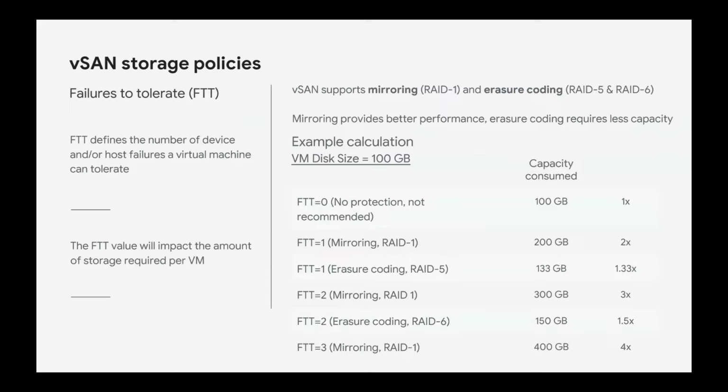Because FTT provides protection, it affects how much storage each VM will need. In order to protect the VMs, vSAN supports both mirroring and erasure coding to store more data across nodes in the cluster.